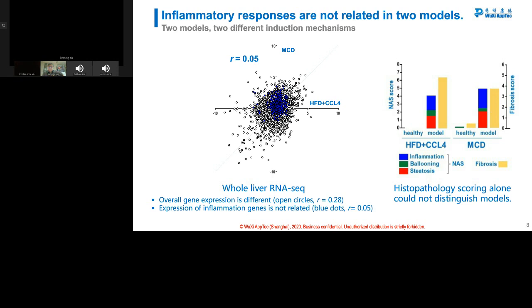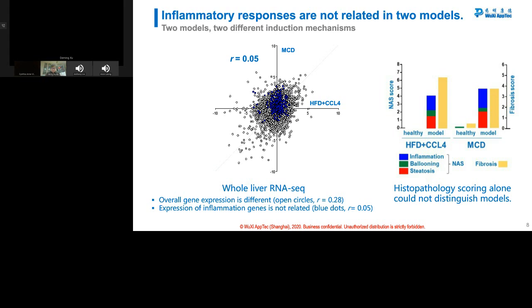So when we did the gene expression profile analysis of the liver tissues from both models, the difference became apparent. The scatter plot on the left depicts the regulation of gene expression of overall 15,000 liver genes in these two models. The overall correlation coefficient is about 0.3. These are represented by the open circles in the background. So basically, in these two models, the overall gene transcription profiling correlation is pretty low. If you look at the genes involved in inflammation, the correlation drops to 0.05. So basically, the inflammation processes in these two models are not related to each other at all.